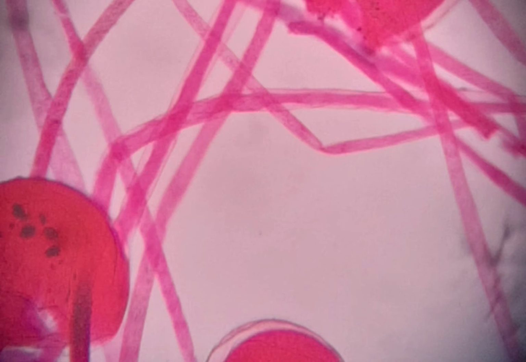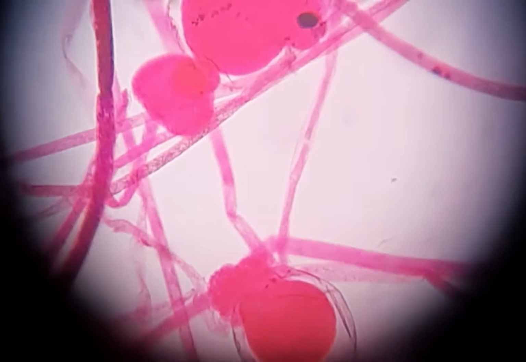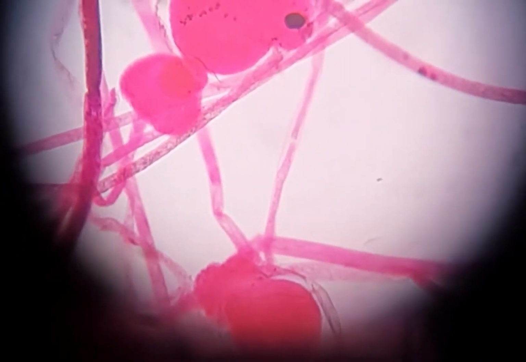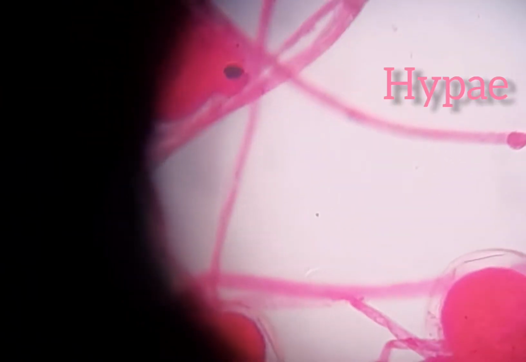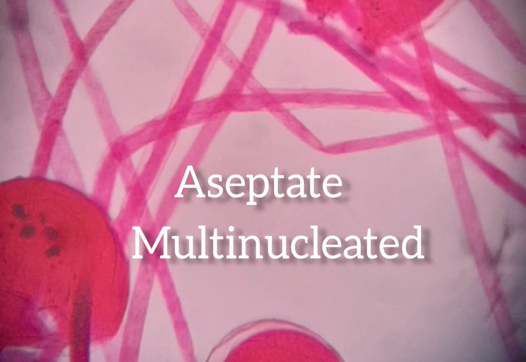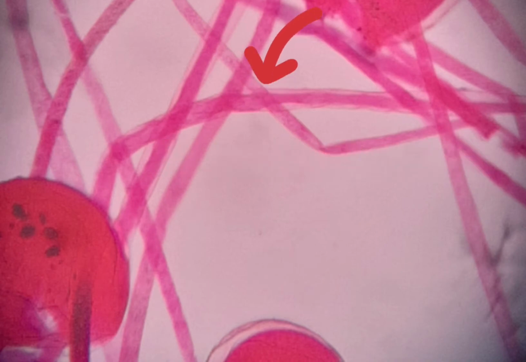The class is Zygomycetes. The general characteristic is that it is generally called bread mold that grows on stale bread. It shows a form of interwoven mass of fine thread-like structures which are called hypha, or hyphae in the plural. The hyphae or the mycelium are tubular. You can see here they are aseptate and multinucleated. Obviously there is not so much magnification here. Now you can see the rhizoidal hyphae, the hyphae that grow down into the substratum.